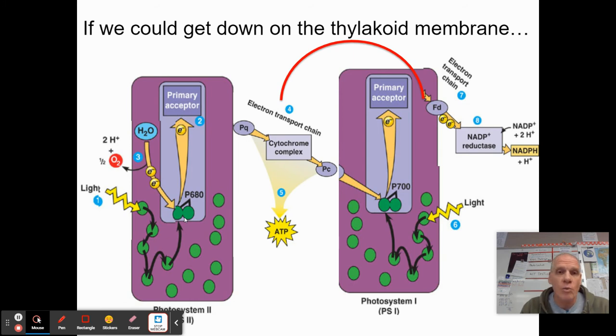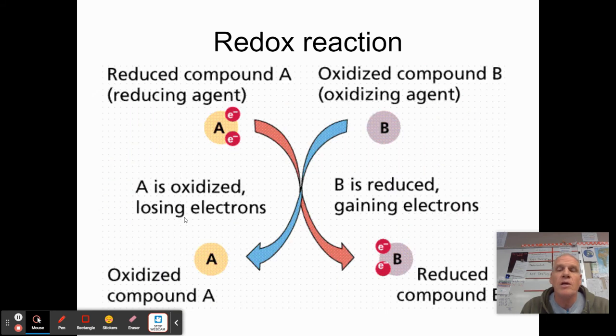Okay, from photosystem 1 to the cytochrome complex and then back in, just go in a cycle pattern there. Remember, these are all redox reactions where compound A in this case is going to be oxidized. Right here, compound A is a reducing agent. Why? Because it's going to supply the electrons to reduce compound B.